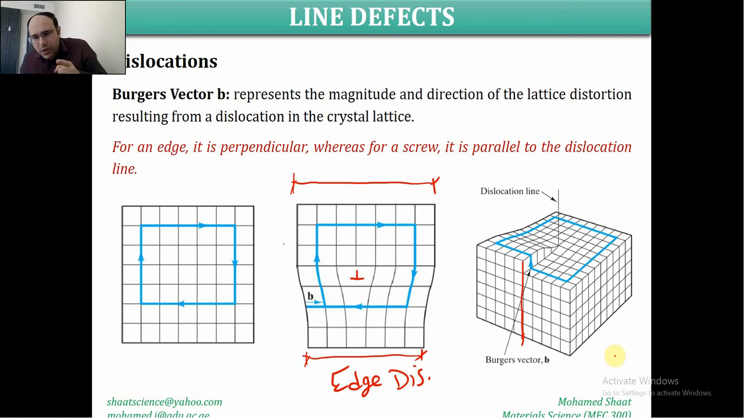And as you can see, because this is a screw dislocation, it means that the direction of this Burgers vector should be parallel to the dislocation line, and this is what is happening. This is the case. We do have the direction of b parallel to the dislocation line.